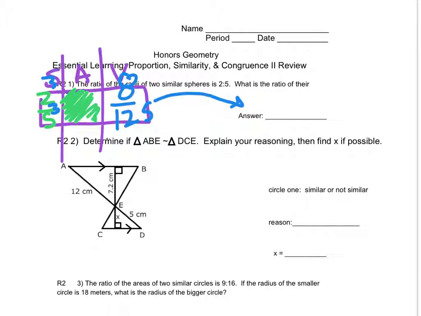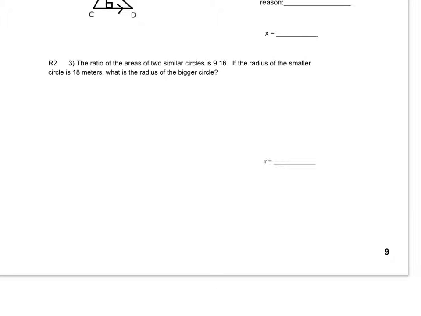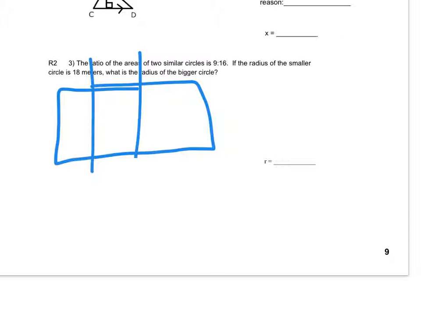Number 3 is done very similarly. So if I go down here to number 3, again, I'm making an SAV box because they tell me the ratio of the areas, but I want to find the missing radius, which is a missing side length. It's a one-dimensional. So it says the area is 9:16.